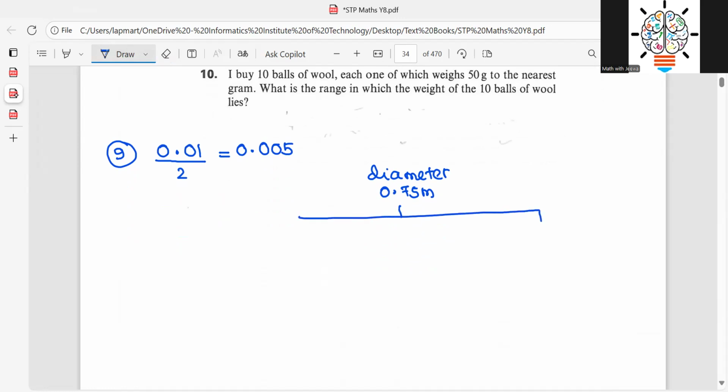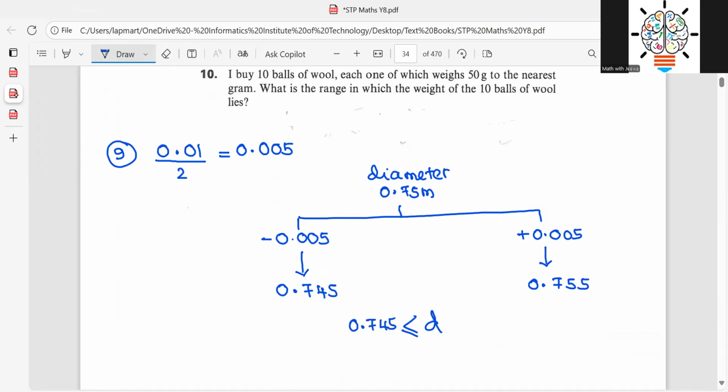So then what I do, I take the minus 0.005 and plus 0.005, right? So from 0.75, when you deduct 0.005, my answer will be 0.745. And here it is 0.755. And then the diameter should be either equal to or more than 0.745 meters.